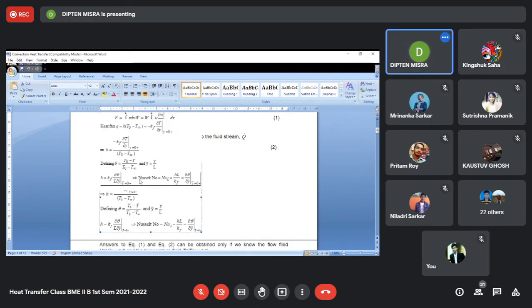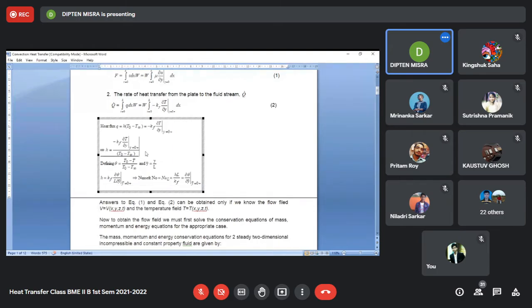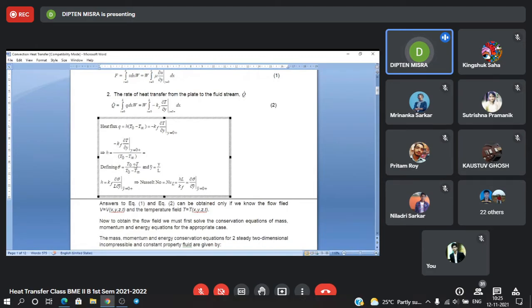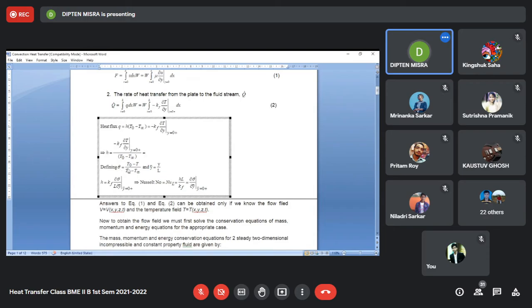Can we write minus K into del T del y divided by this thing as minus del theta del y, with a minus? If we define theta like this, then what is the value of del T del y? Minus del T del y divided by this thing will be equal to del theta del y. So minus del T del y will be equal to del theta del y divided by this thing.